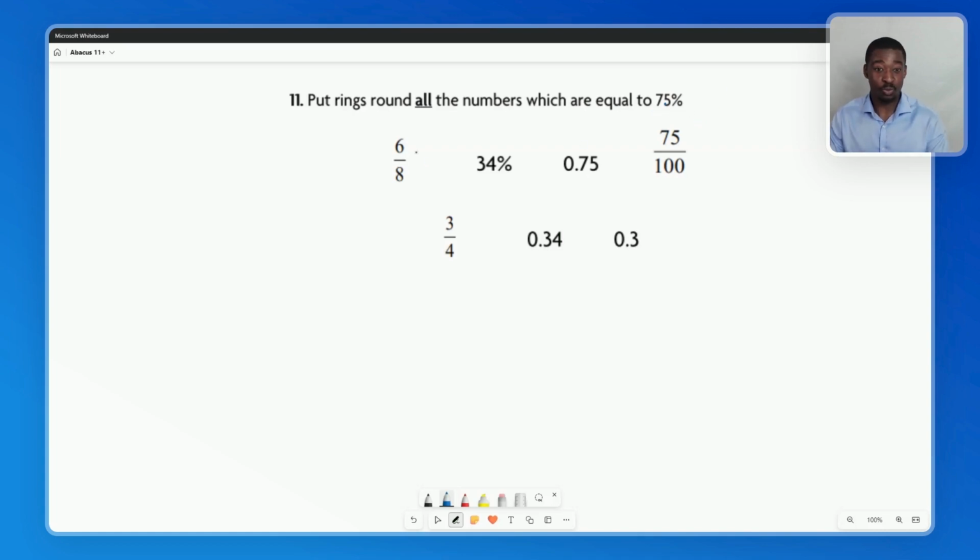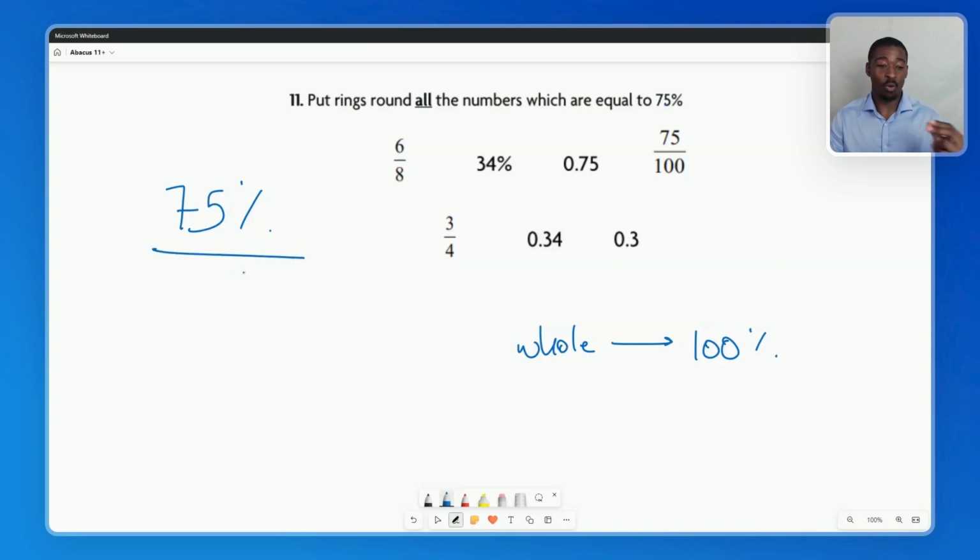And through doing that, we'll know what it's equal to within this list. So the main thing to understand here is we need to understand percentage language. In the percentage world, in the percentage universe, the whole is 100%. So that means when we see a percentage like 75%, all this really means is that we have 75% of 100%, which is the whole in the percentage world.